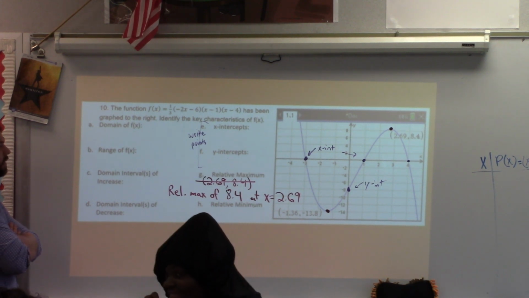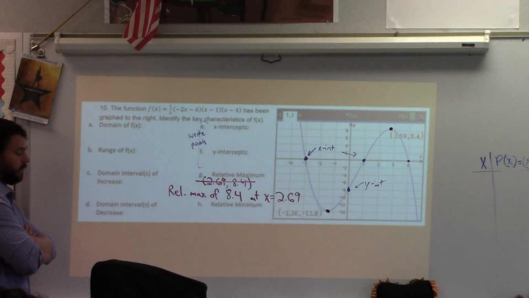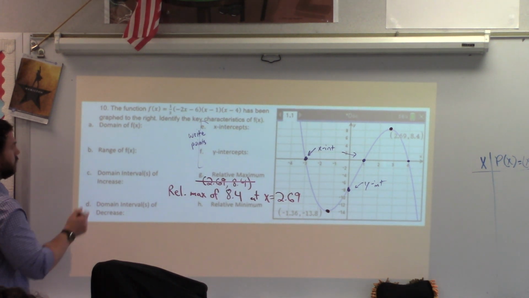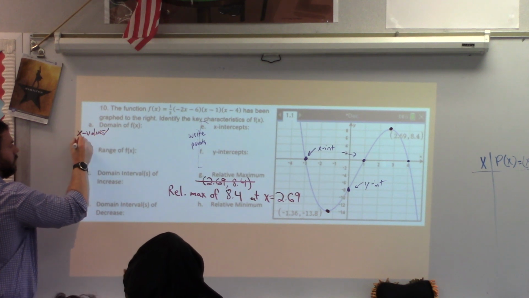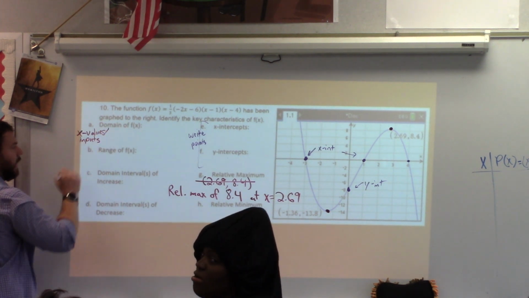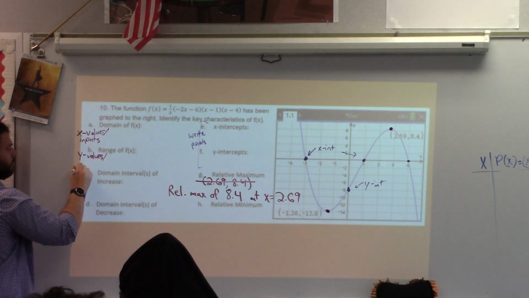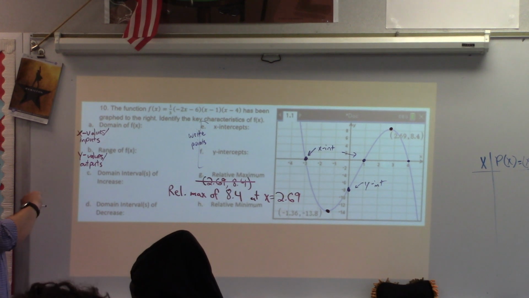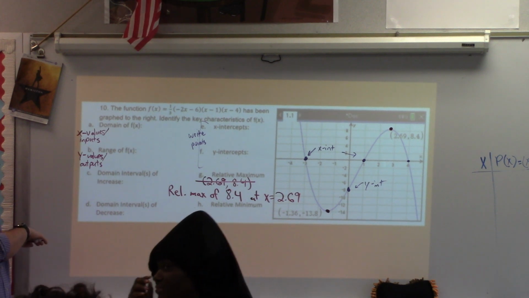Domain of f of x and range of f of x. The first thing that all of us should have written down for domain and range: what does domain refer to? The x values, or the inputs. The range would be the Y value or the outputs, not the input. So we want to recognize that. That's a quick detail that we should have added.